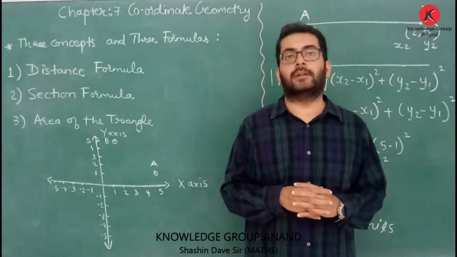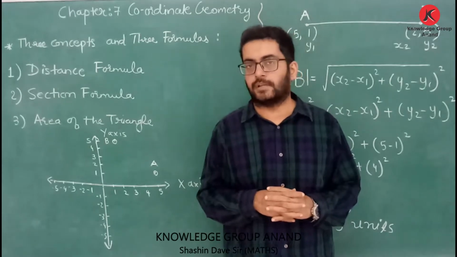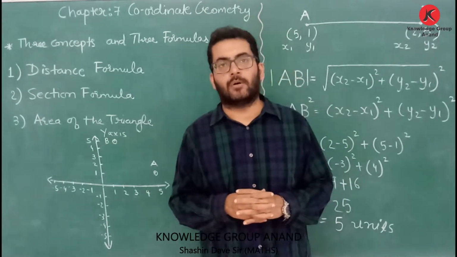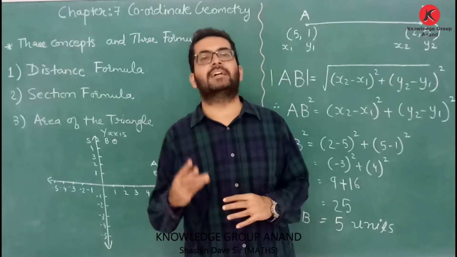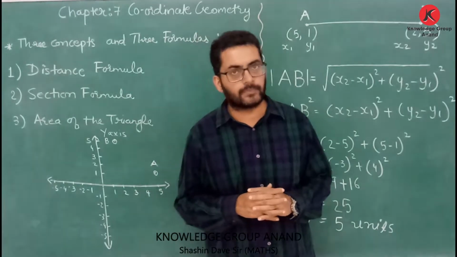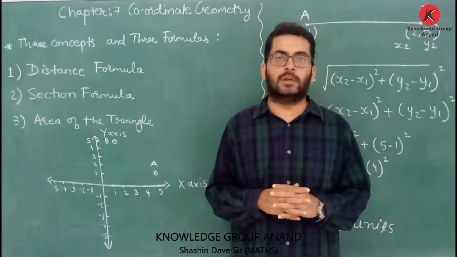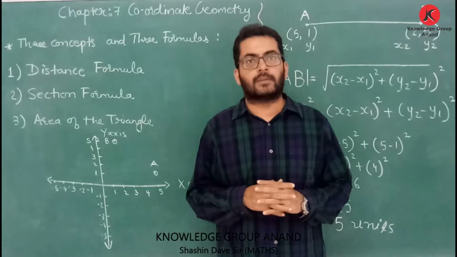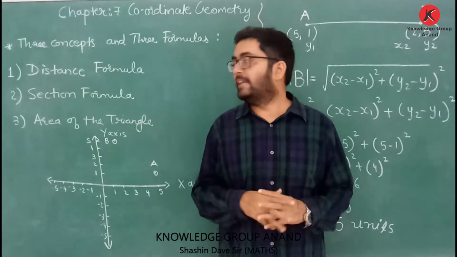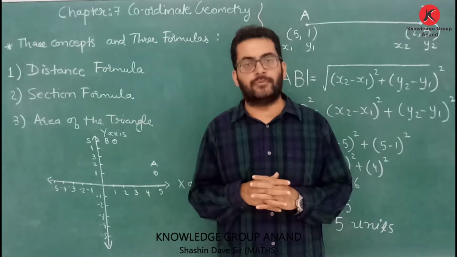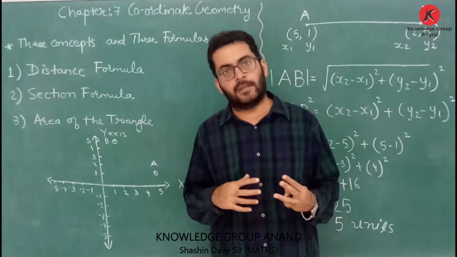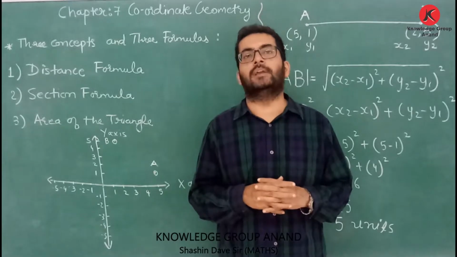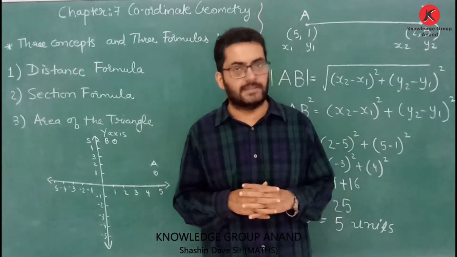Just like arithmetic progression, the whole chapter revolves around certain formulas. Chapter number 7, coordinate geometry, has 3 concepts and 3 formulas. So if you learn these 3 concepts and 3 formulas properly, you can solve any sum related to this chapter. If you know these 3 formulas and how to apply them properly, then scoring in this chapter will come very, very easy.